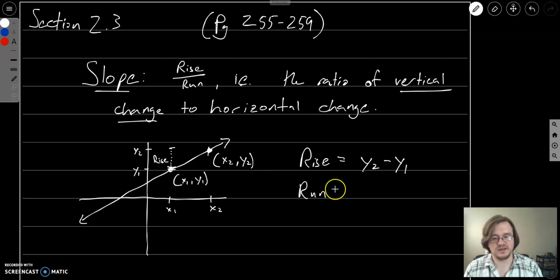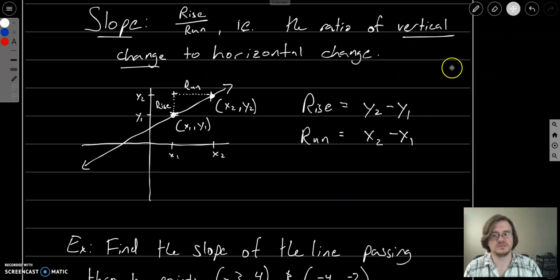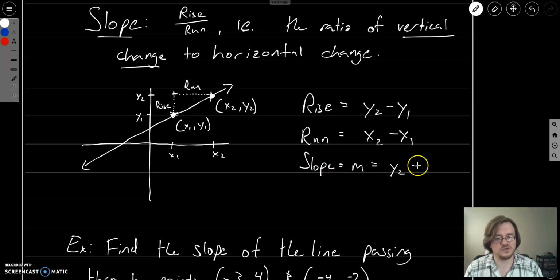The run is going to be essentially in the x values. So it's going to be the distance from these points here. So this is going to be the run. And again, we're going from x1 to x2. So the distance that we've traveled will be x2 minus x1. So ultimately the slope, which we normally call m, is going to be y2 minus y1 divided by x2 minus x1.